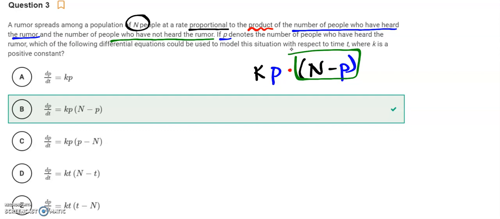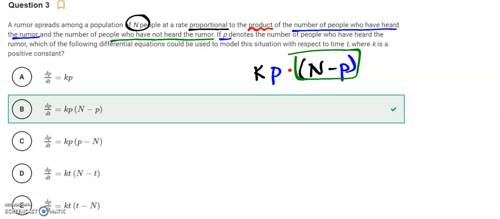So thinking about this, P is our variable that's changing. I'm going to start over. We want the rate of change of people who have heard the rumor, that's the thing in blue, over time to represent the product of those who have heard and those who have not heard. So that's going to end up being B.